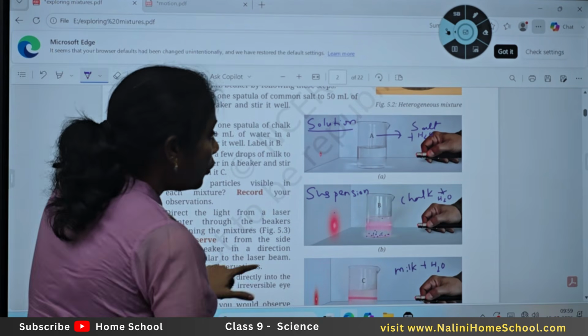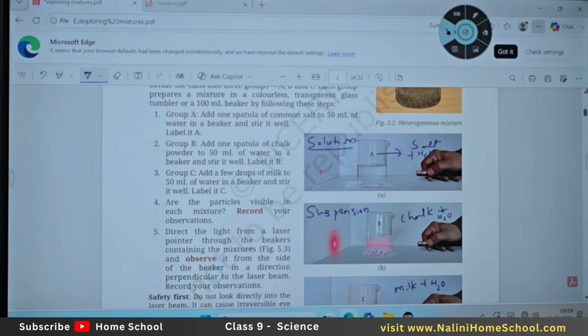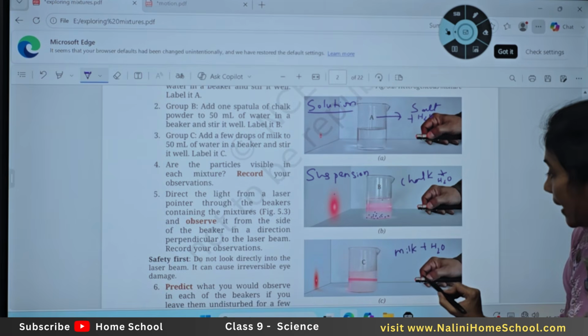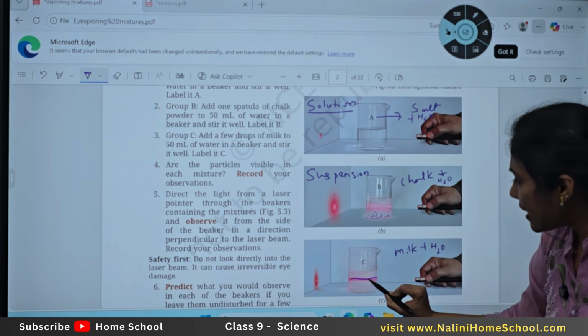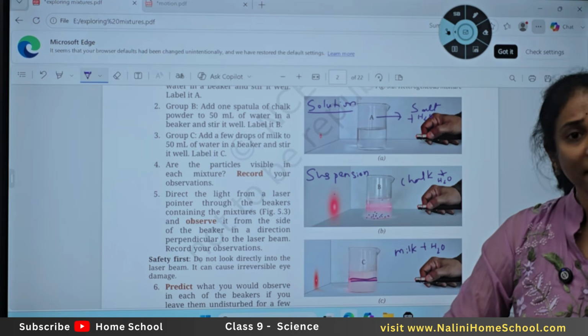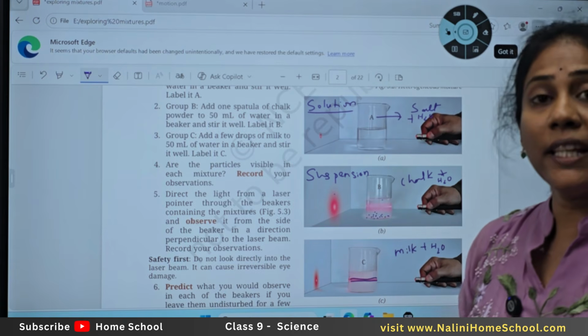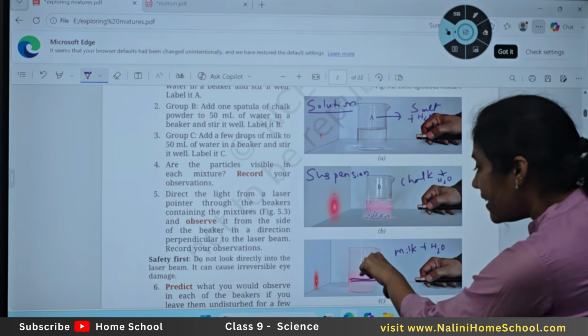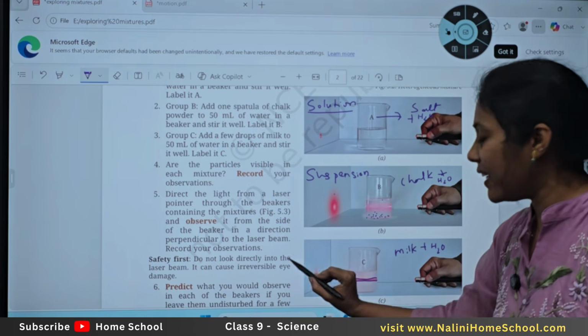But now look at the third beaker, guys. If you look at the third beaker here, the laser light path is clearly visible inside the mixture. Even with your eye, you can see the path of light passing very nicely inside the mixture.